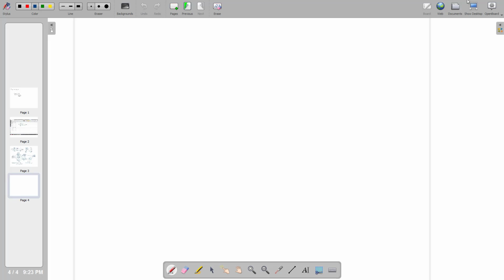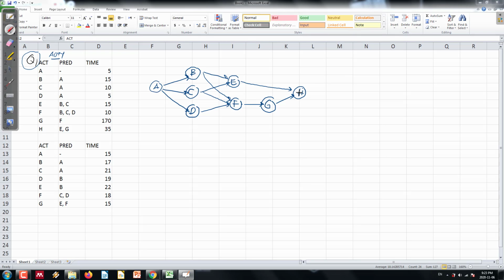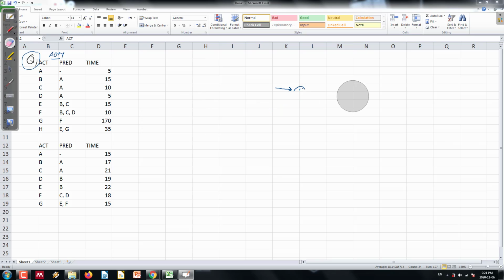So we will do this page. Okay, go to the desktop. So this one. All right, let's work on this. Let me erase this one first. We don't need this one anymore. Right, so we will be working on question number 2 over here. For this we will be using activity on arrow.